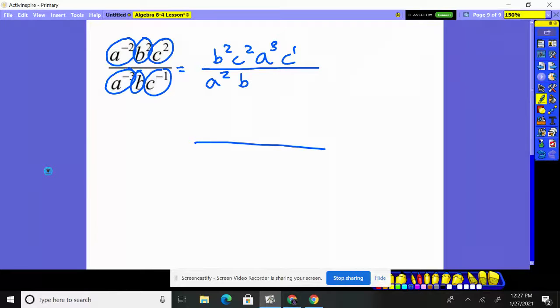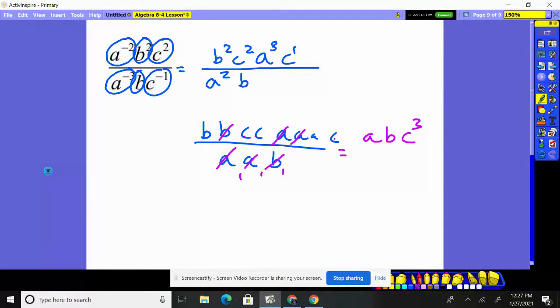Let's clean it up now because some things are going to cross out. B, B, C, C, A, C, A, and a B. Those A's will go away. That B and that B will go away. So you're left with just the number 1 in the bottom. So what do we have up top? Let's put them in alphabetical order. I see a single A, I see a single B, and I see a C and another C. So that's C to the third. So that's what we end up with. That ugly fraction simplifies to simply that right there.